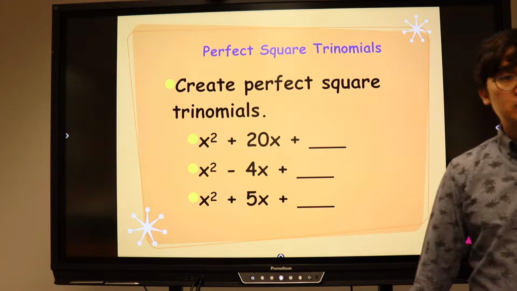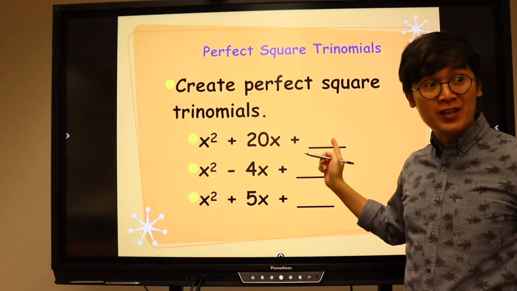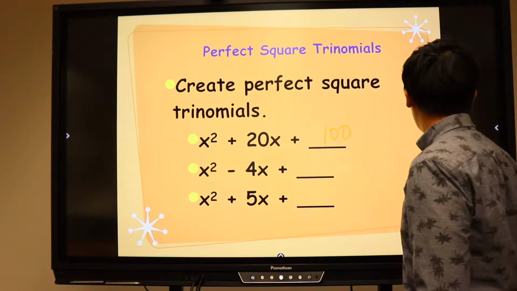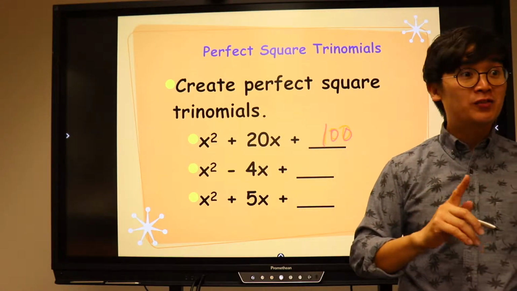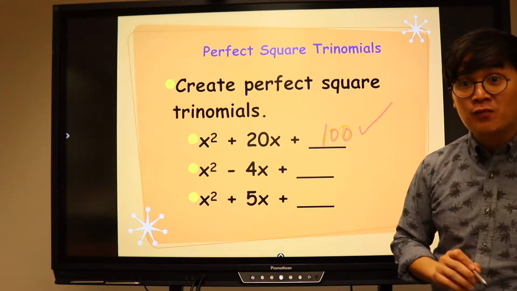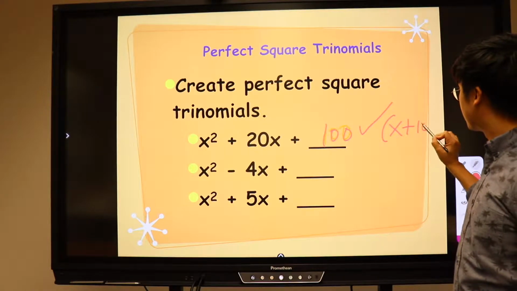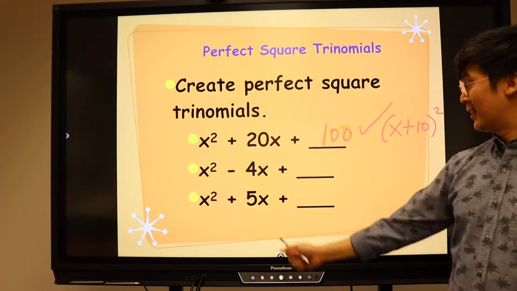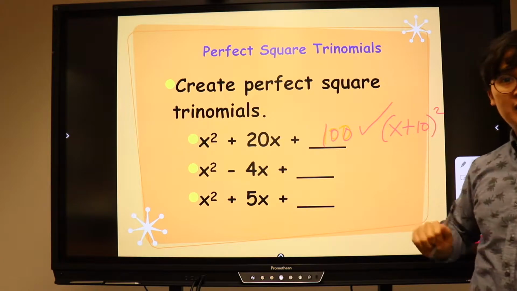Give me the constant term so I can produce my PST. What is the last term for this problem? It's going to be 100. Good job! Why is it 100? Half of 20. Half of 20 is 10, and the square of 10 is 100. Yes! And if we convert this into a perfect square trinomial, it will look like this.